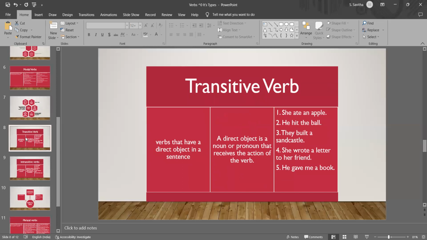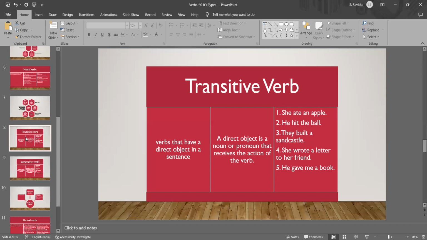The next is the transitive verbs. What are transitive verbs? They are verbs that have a direct object in a sentence. So a direct object is a noun or a pronoun, which receives the action of the verb. So a few examples I have given here. She ate an apple. Here in the sentence, ate is a transitive verb and apple is the direct object, right? So the verb ate is showing the action of the subject she on the direct object apple.